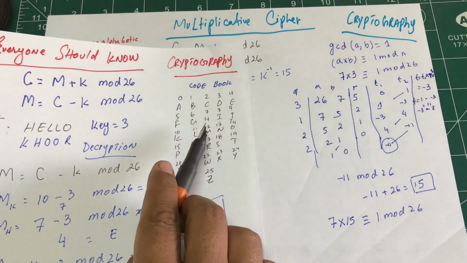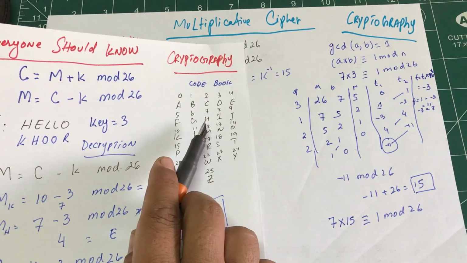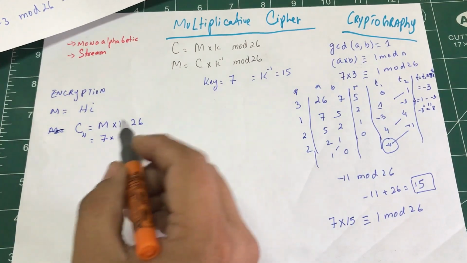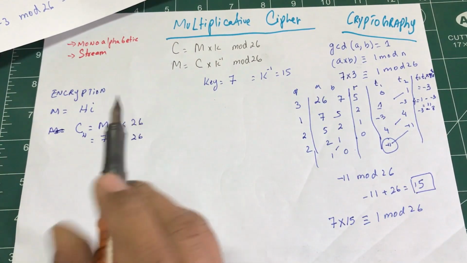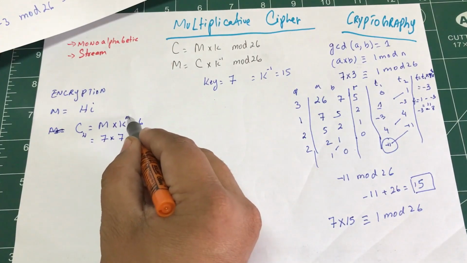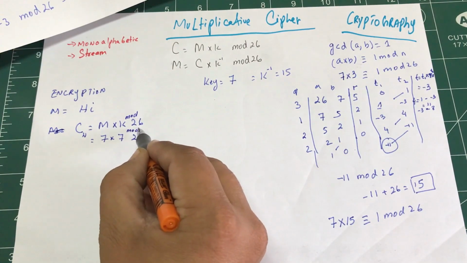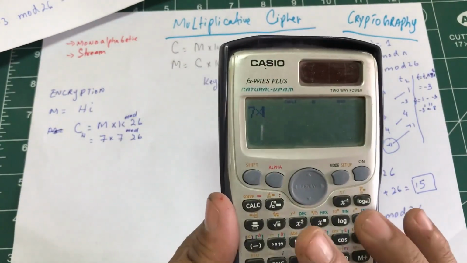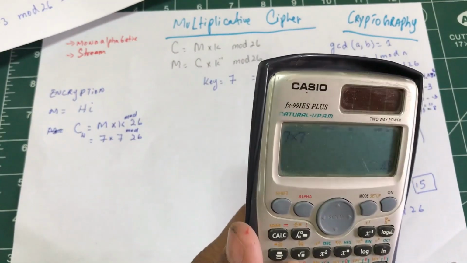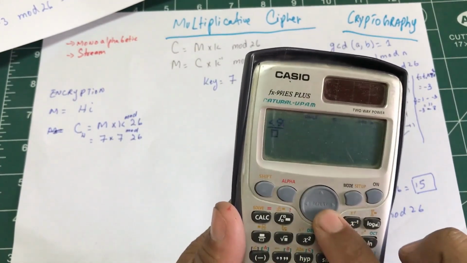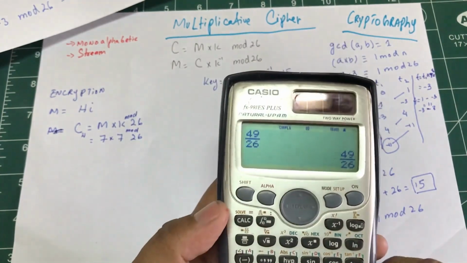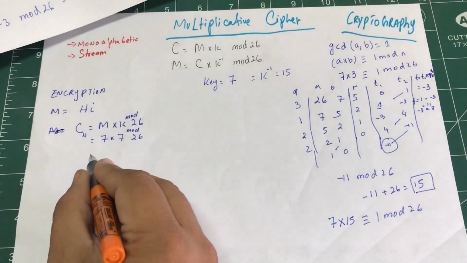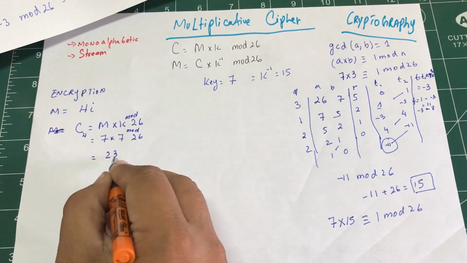So we're going to make a small code book just like we did in a previous video. So H is 7. So 7 multiplied by K, which is 7, mod 26. So what is 7 times 7 mod 26? According to our table, 7 multiplied by 7 is 49. So 49 divided by 26, and let's do shift and have it in proper fractions. That is 23. So H turns out to be 23.